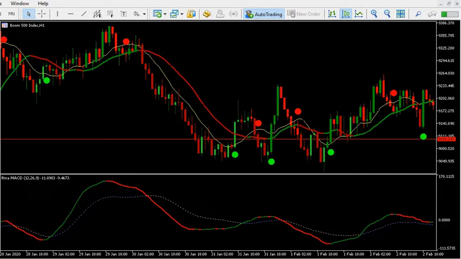Today I'm going to show you my binary system setup and how you will trade using my system. First of all, let's focus on watching my chart. Let me open this pair, Boom 500. First of all, you have to watch some things.